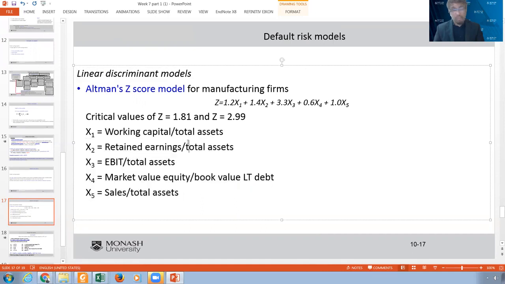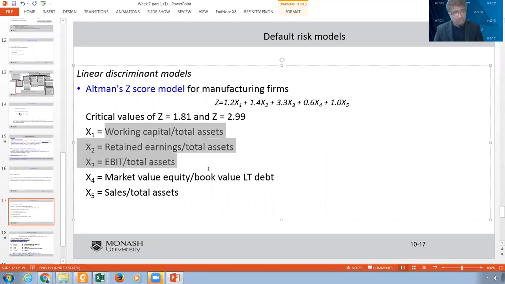And also you can calculate it from the balance sheet. So the first one, you have to take the working capital over the total assets. Then X2, retained earnings over total assets. X3 is earnings before interest and tax over total assets. And X4 is the market value of equity over the book value of the debt. And X5 is the sales over the total assets.